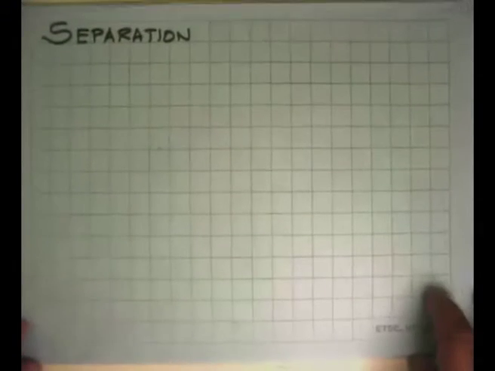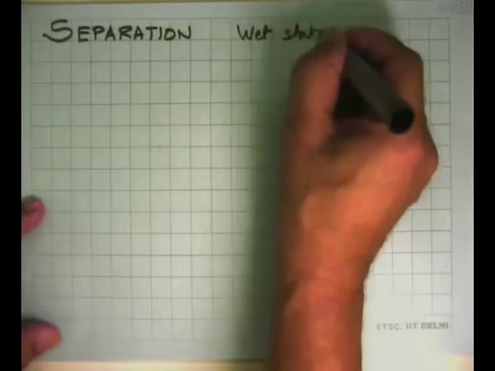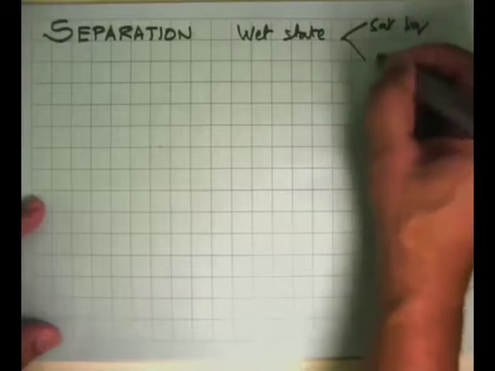So that was about the mixing of saturated states. And now we do the opposite by looking at the idea of separation. Separation basically means that we have a wet state and I want to separate out the saturated liquid and saturated vapor.